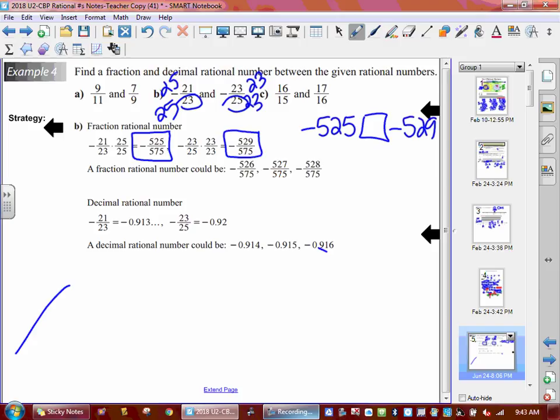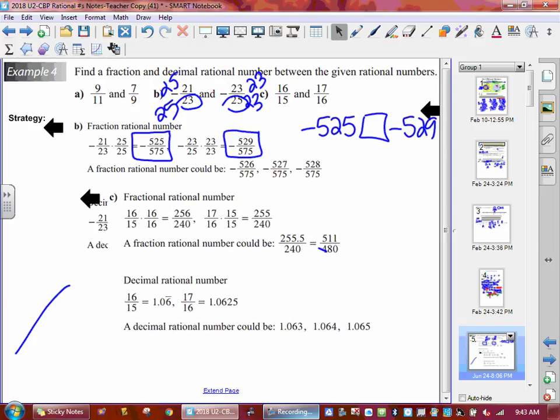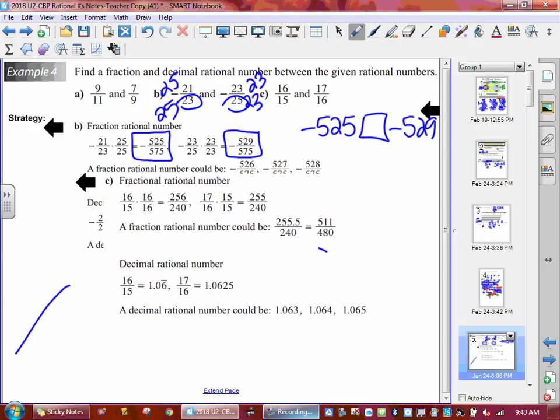Okay? So the same thing's going to happen if we take a look at C. They've done the exact same thing with C. They've changed their bottom numbers. So we have 256 and 255. Okay? So what could be a possible number? Well, add a 0.5 in there. Okay? So they've added a little 0.5 there.